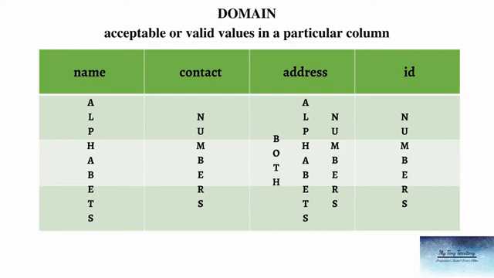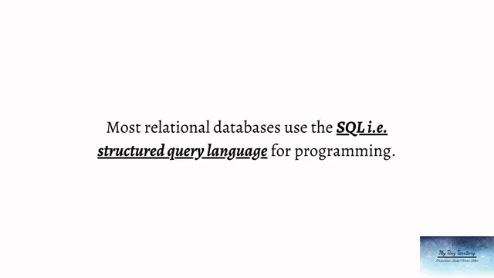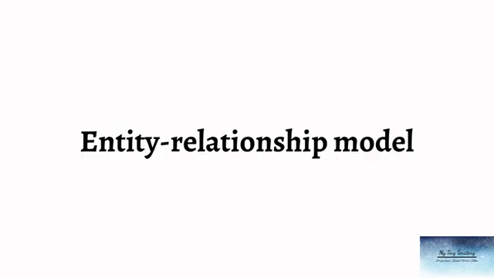Now, we cannot just fill any value in any row or any column. We need to define a domain. Domain represents the acceptable or valid values in a particular column. That means name attribute cannot have numbers or the contact attribute cannot have alphabets, but the address attribute has to have both alphabets and numbers. Most relational databases use the SQL, that is structured query language, for programming.